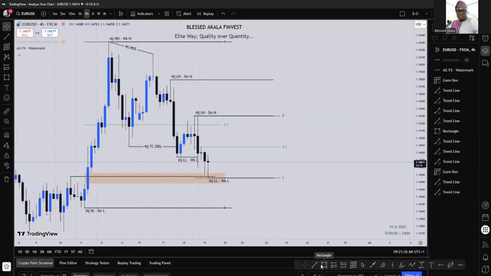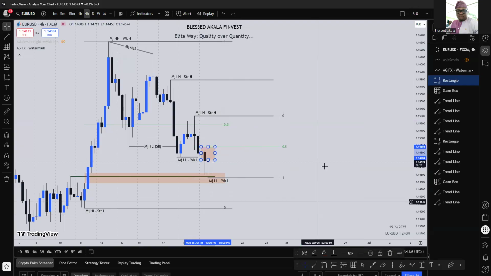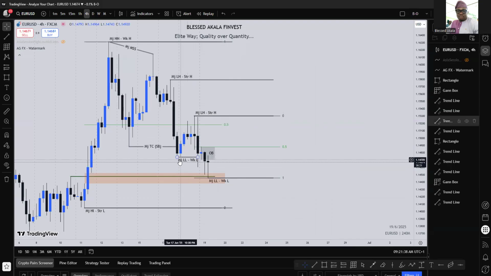So we have this leg here, this particular one, but it is lying perfectly with the mitigation block here. But it's not enough, it's lying below, in a premium area. We wouldn't want to sell from this angle. So we'll be looking to sell from the discounted area above the 50% of our dealing range.